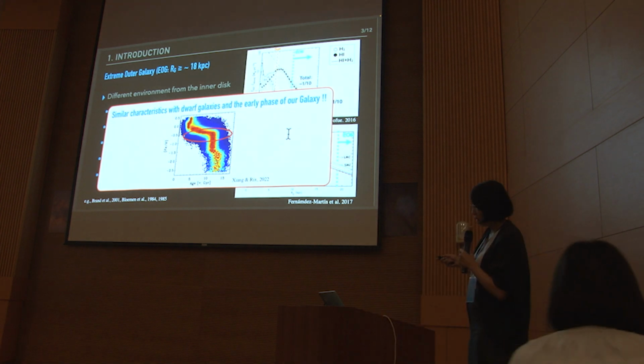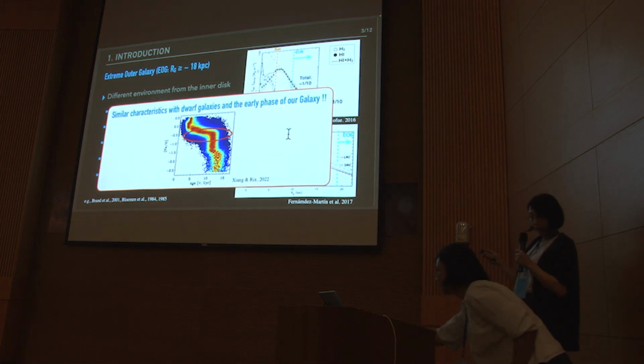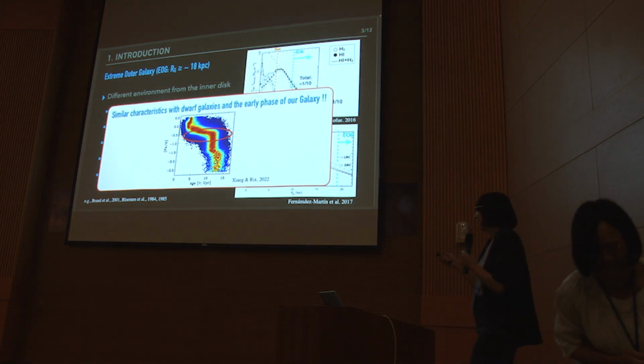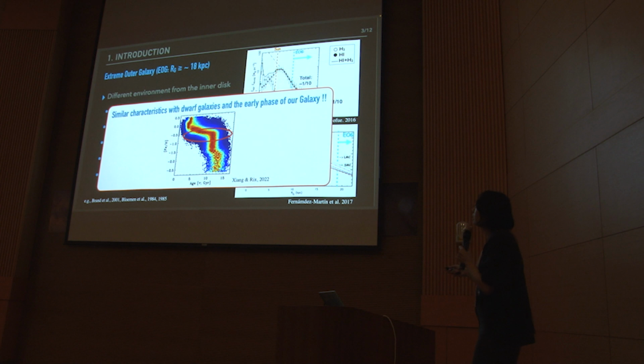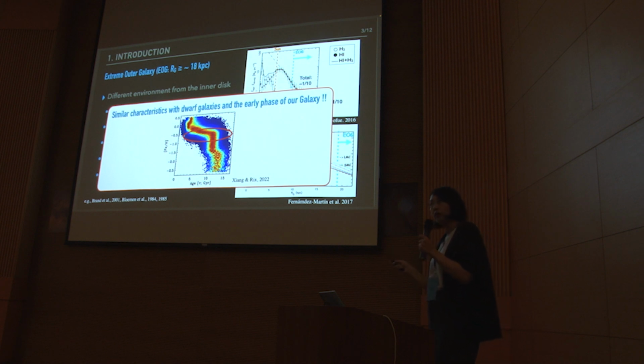So the EOG has similar characteristics to the low-metallicity galaxies, and we can study them in our own galaxy. So this is the metallicity relationship in our galaxy, and the circles indicate the metallicity of other galaxies. So those are the reasons I'm interested in this environment.